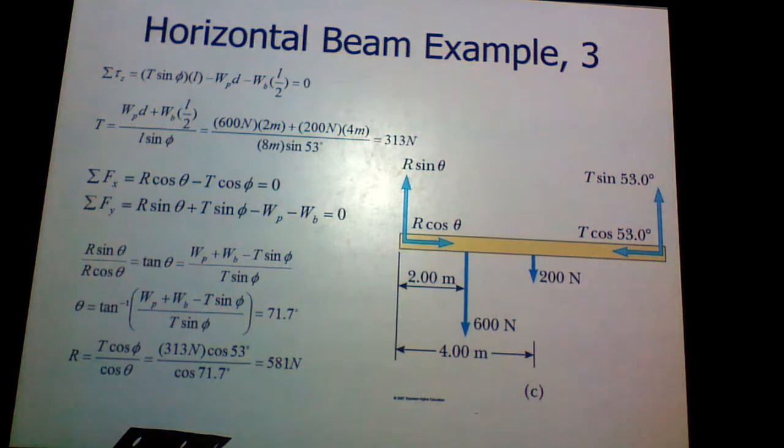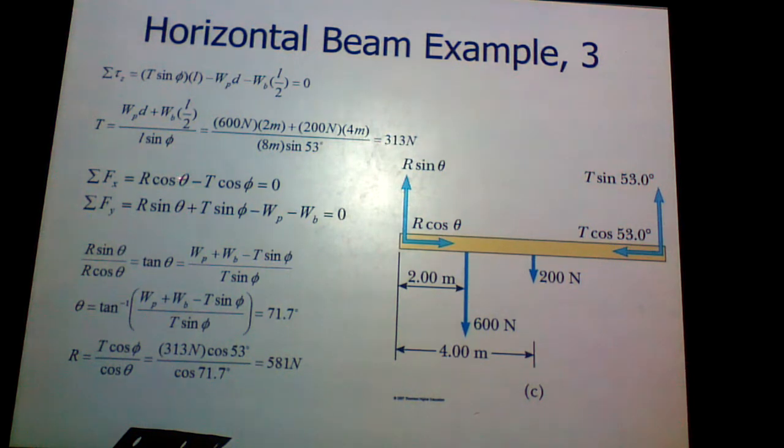We have figured out tension, but now my goal is to figure out R, the vector of force the wall exerts on the beam. I broke down the X and Y components of the forces. In the X direction, R cosine theta minus T cosine phi, where phi is 53, should be balanced and equal 0. So R cosine theta equals T cosine phi. In the Y direction, I have R sine theta and T sine phi in the positive direction, subtracting the weight of the person and the weight of the beam. Those should also be balanced and equal 0.